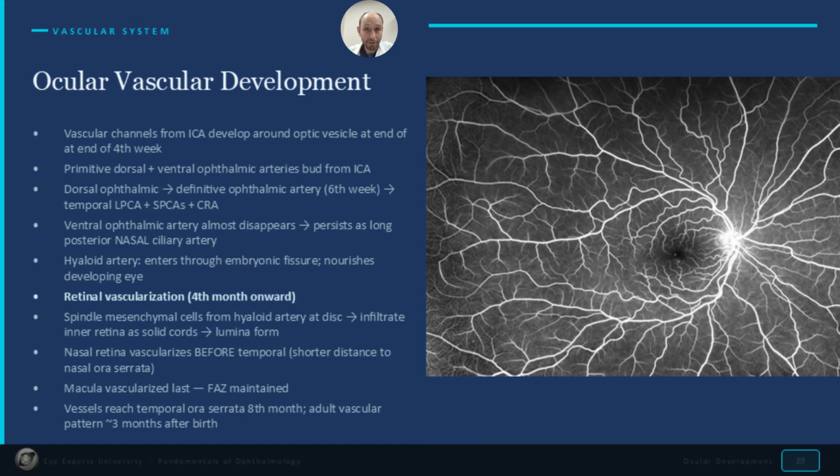Blood flow to the eye starts early at 6 weeks, and retinal vascularization starts in the fourth month, continues all the way to birth, and actually the adult vascularization pattern finishes after birth, about 3 months afterwards. It takes a really long time to vascularize the retina. Just look at all those blood vessels.